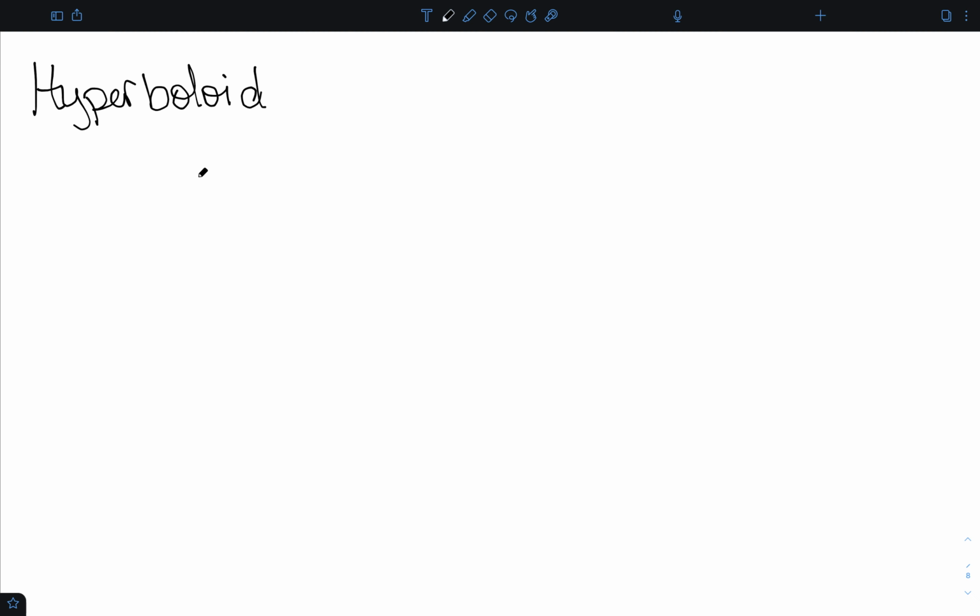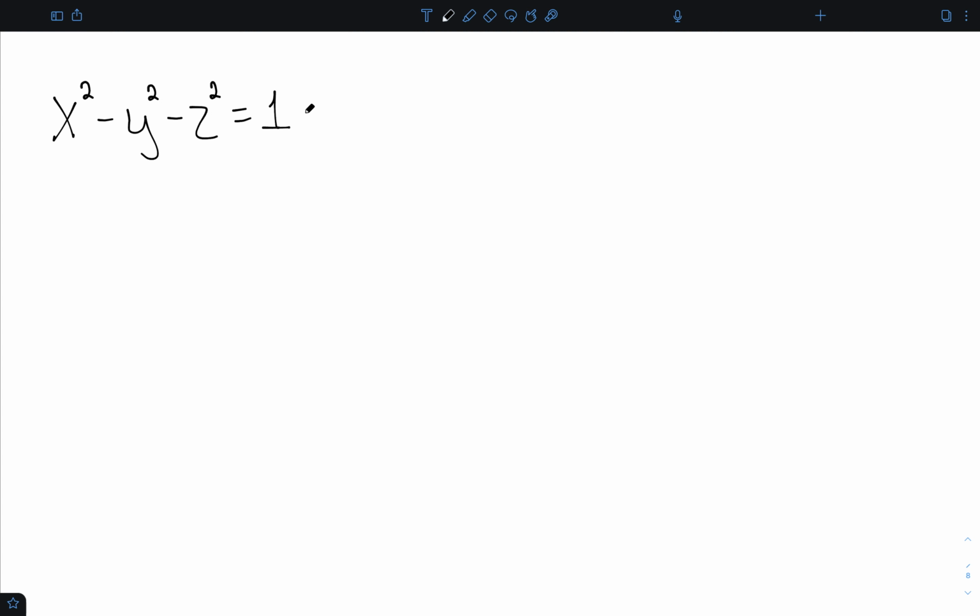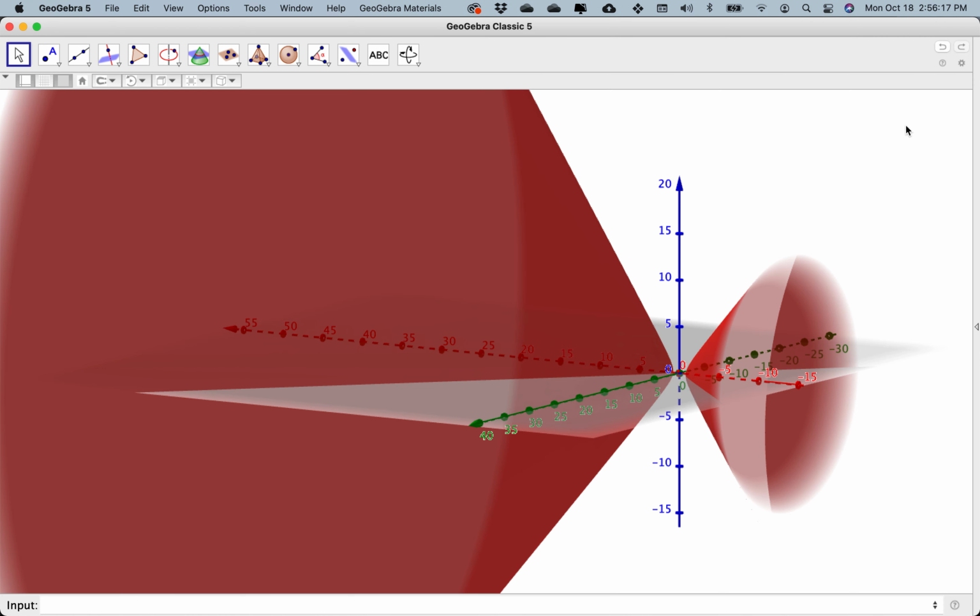Finally, let's look at hyperboloids. Hyperboloids do have all of my variables quadratic, but this time they're not all the same sign like they are in an ellipsoid. Let's consider this one here, x squared minus y squared minus z squared equal to 1. And this right here is what it looks like.